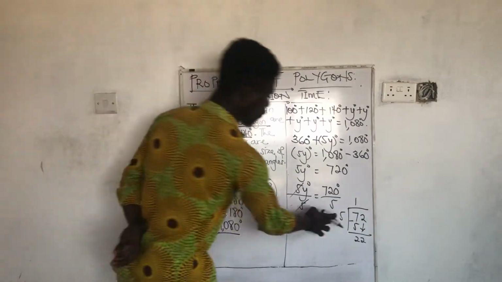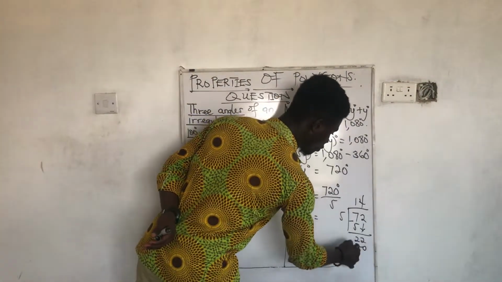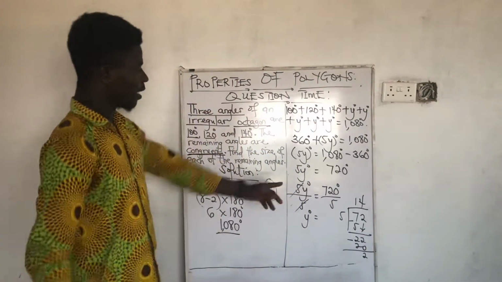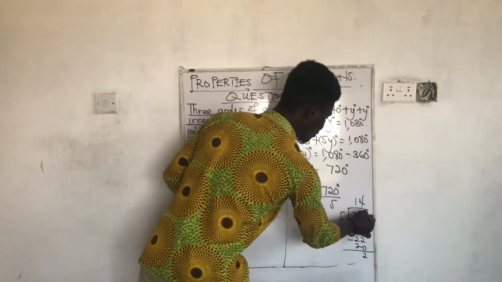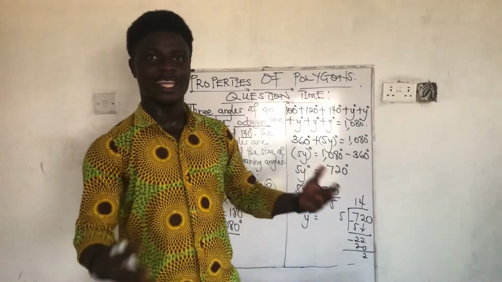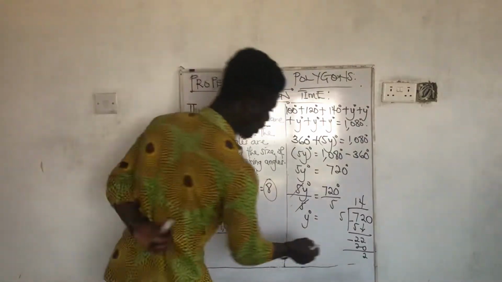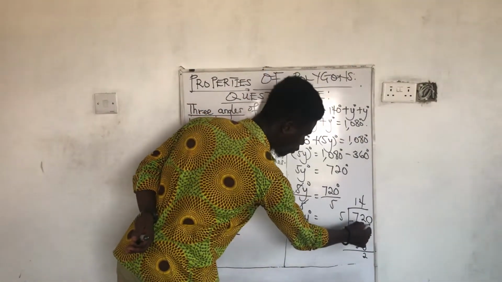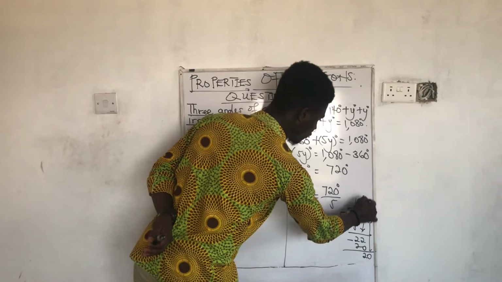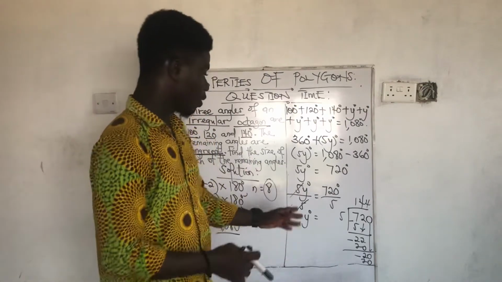Then I drop my 2, making 22, right? So 5 goes into 22 how many times? 4 times, right? 4 times 5, I get 20. That means 20 from 22 is 2, right? Okay. Then now, let's bring the 0. Because some of my students have been saying that the numbers are very huge, so we should take it one after the other. That's why I placed the 0 aside. So I drop this 0, making 20, right? So 5 goes into 20 how many times? 4 times. 4 times 5 is 20. So when you do the subtraction, you get 0.